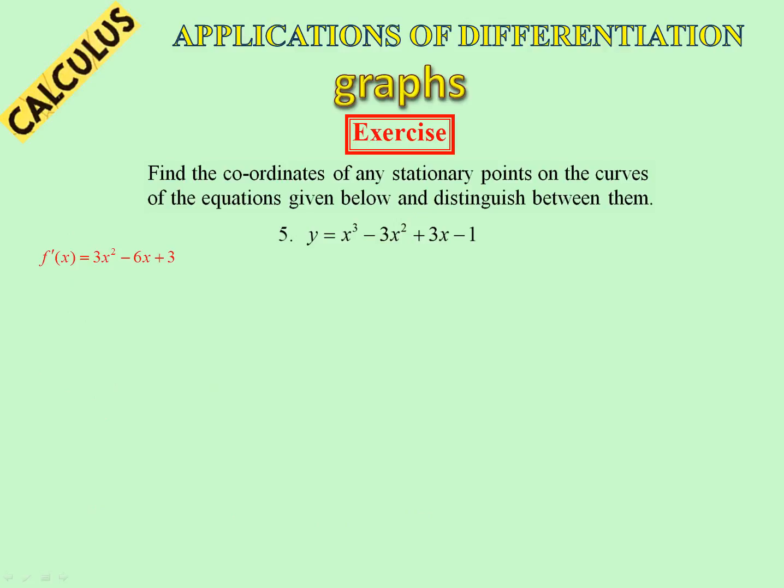Differentiate. These are getting so easy. Equal to 0. Divide through by 3. Factorize. X equals... oh, this is a problem here. We've got two x values the same. It's almost like the stationary points have come together. Well, let's find the y value. Only one substitution. That's great.